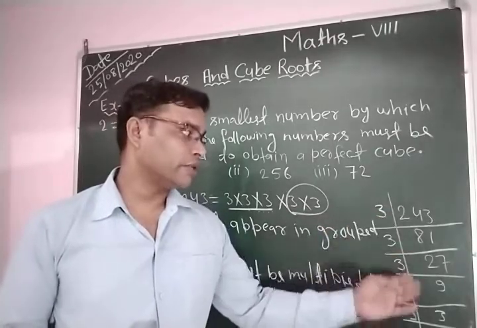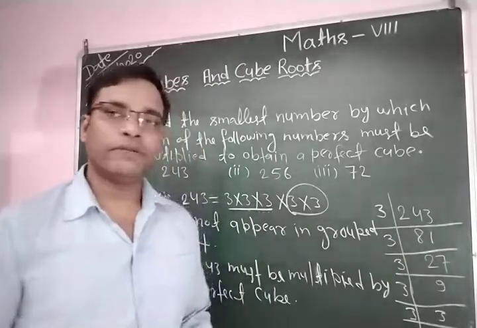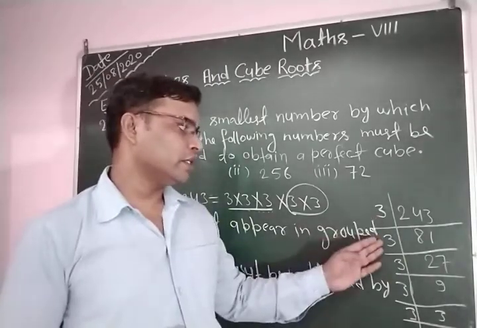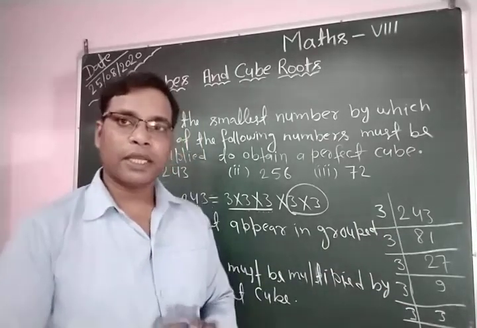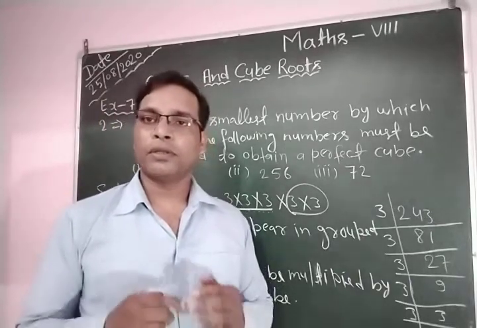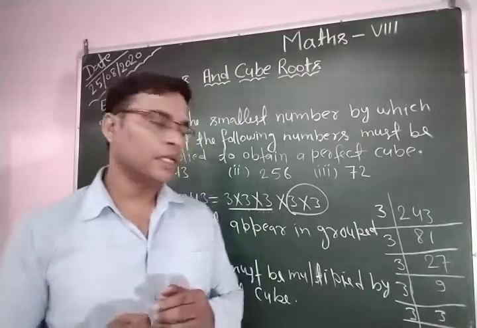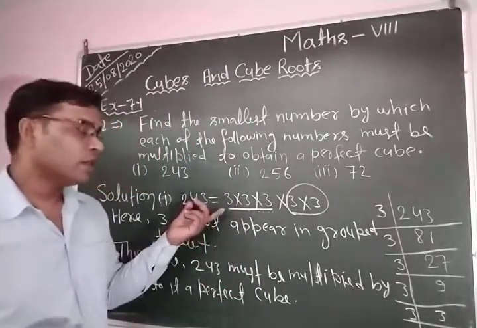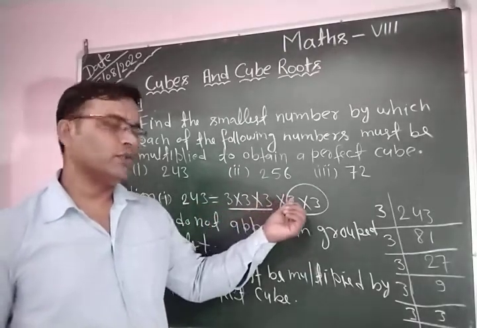So here you can see, we find the prime factorization of the given number 243. This is equal to 3 × 3 × 3 × 3 × 3 by the prime factorization method, and after this we express 243 as a product of prime factors. So here you can see, 243 is equal to 3 into 3 into 3 into 3 into 3.